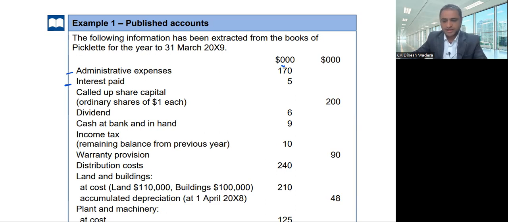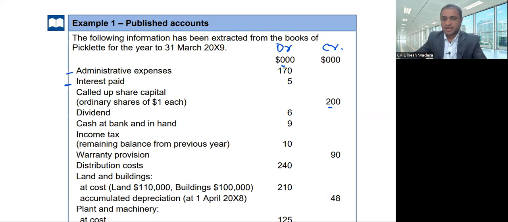We have the called up share capital, which is divided into ordinary shares of $1 each. Of course, it will have a credit balance. You know the thing, right? Every income and liability and capital will have a credit balance, while every expense and every asset will have a debit balance. So we can say that this is a list of debit balances and this is the list of credit balances. So we have administrative expenses, which will form part of your income statement. We have the interest paid, of course it is an expense, will form part of the income statement.